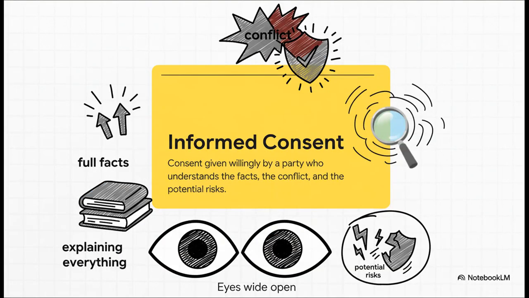So what exactly is informed consent? It means your client only agrees to move forward after you've laid all the cards on the table. They have to understand all the facts, the exact nature of the conflict, and most importantly, all the potential risks to them. They have to willingly accept those risks with their eyes wide open.